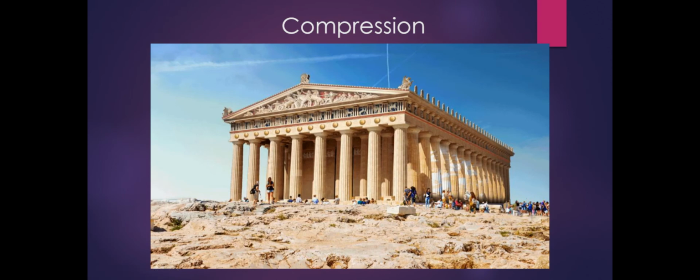In this ancient building, where would we find compression? Compression could be found, for example, in each one of the columns of the building, because the column supports the weight of the roof of the building. So that's the reason they support the upper part and that makes the compression effort.